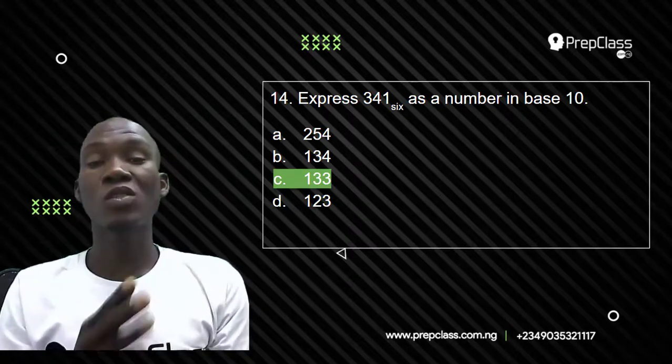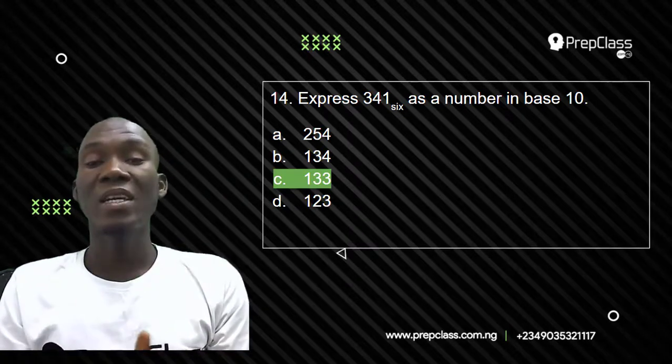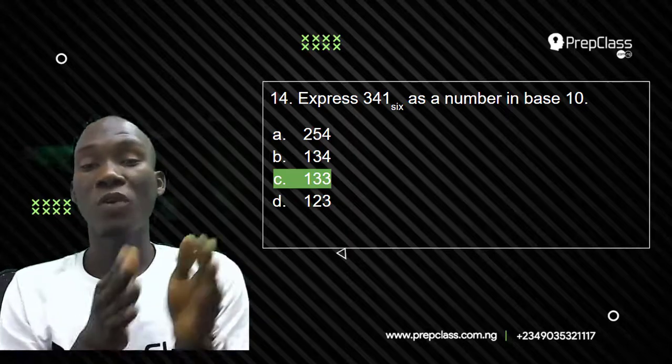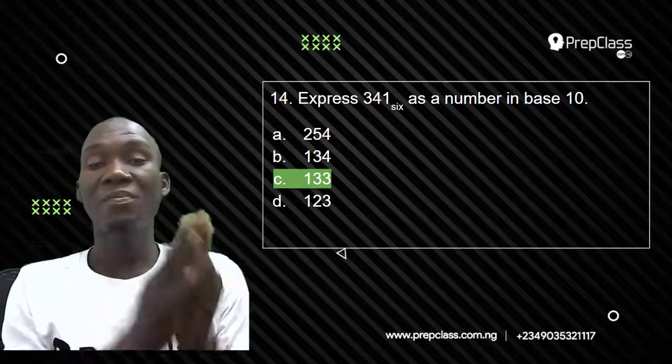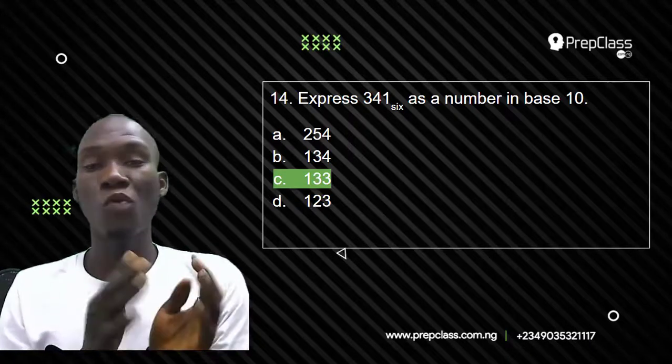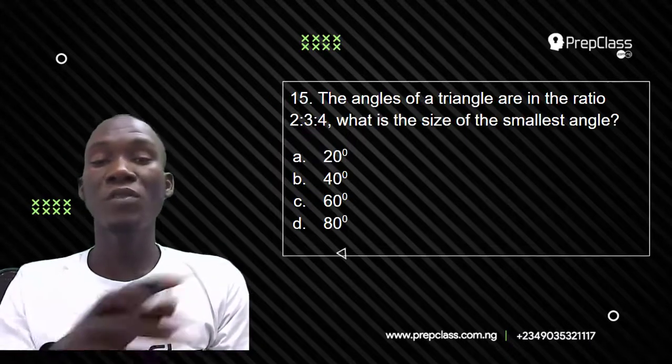So with this process, we can solve any other base to base 10. If you have to convert a base 5 to base 10, we follow the same process. We convert a base 6 to base 10, a base 7 to base 10, base 8 to base 10. Any base to base 10, we follow the same process. Now we move to the next question.